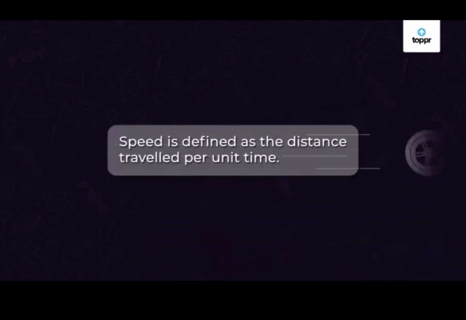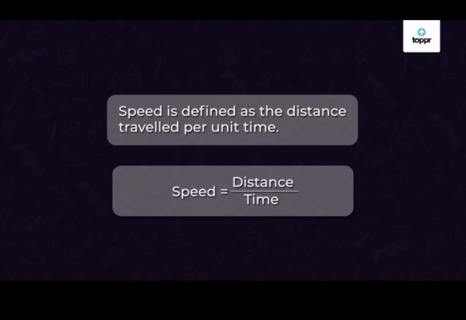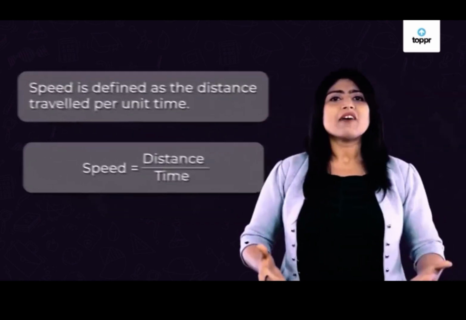Hello everyone. So far we have learned that how fast or slow a body is moving can be measured in terms of speed, where speed is defined as the distance travelled per unit time. Or in other words, speed is equal to the distance travelled divided by the time taken. After learning this, Rohan was excited to measure the speed while travelling.